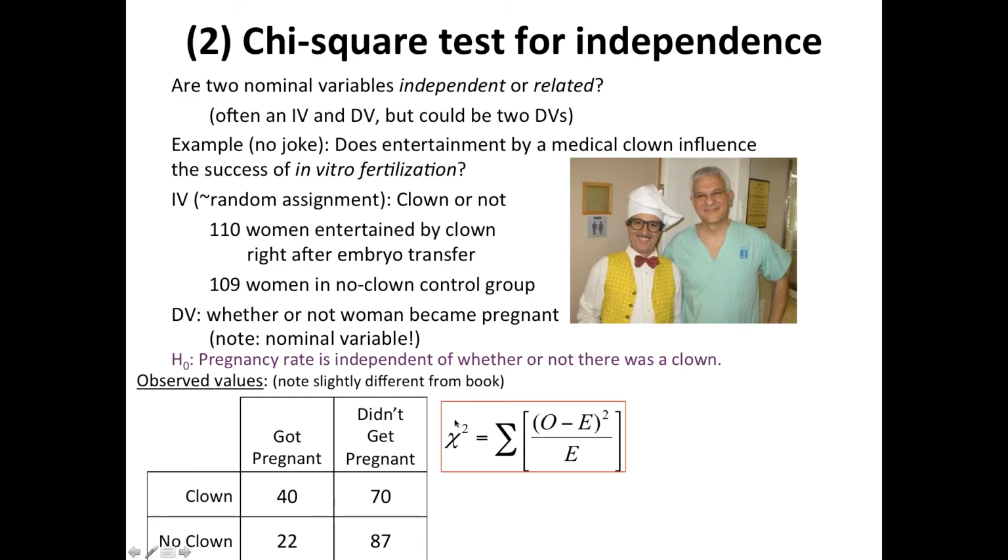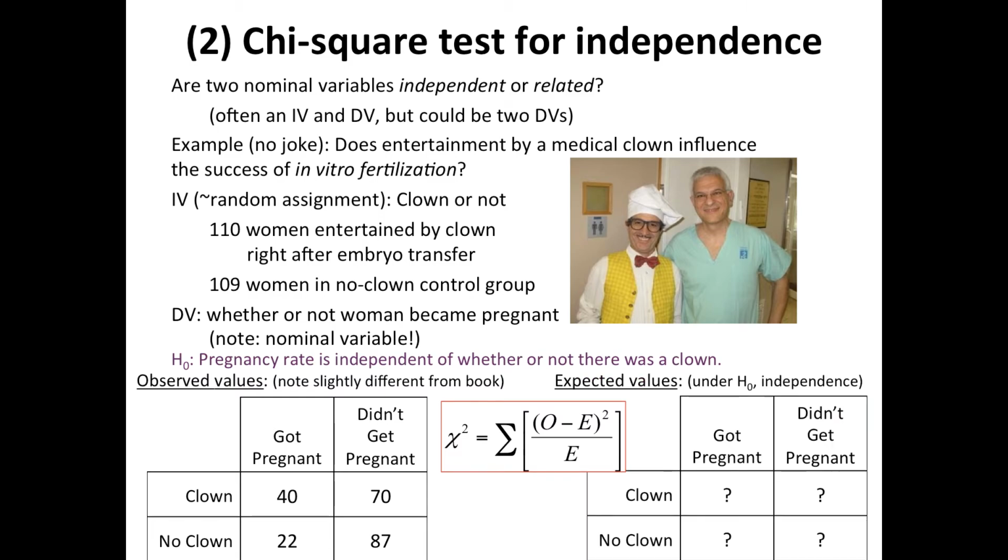So we're going to end up using chi-square, and it has the same formula as before. But it's a little trickier this time than in the test for goodness of fit. This time we need to get expected values for all 4 cells: the women who got pregnant when there was a clown, women who didn't get pregnant when there was a clown, and so forth. We have to do it for all 4 values, and it's a little trickier to calculate compared to the goodness of fit. So we'll do that now.